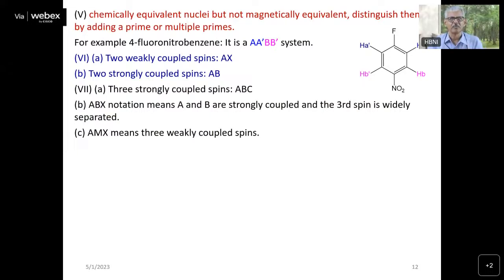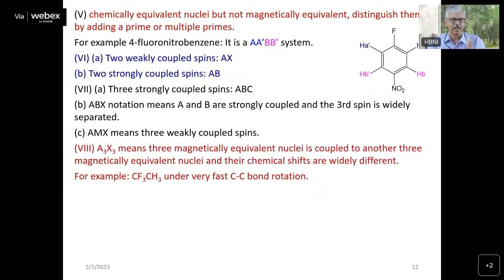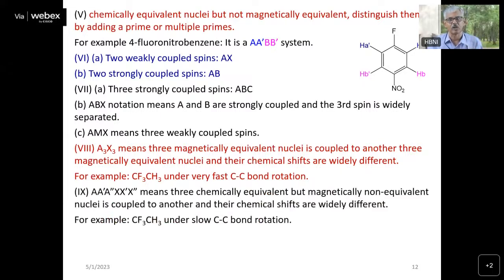As I told you, for three it is ABC. If they are widely different, we call ABX, AMX. Okay, and I told you A3X3 means 3 magnetically equivalent nuclei coupled to another 3 magnetically equivalent nuclei, whose chemical shifts are widely different, like CH3, CF3, under very fast carbon-carbon bond rotation. And then A prime, A double prime, X prime, X double prime, we call when CF3, CH2 are under slow bond rotation. That also I have explained to you.